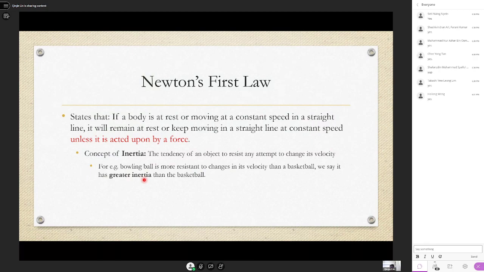You all have thrown a bowling ball before, right? Much heavier than a basketball. So we will feel that it's so much more difficult to throw a bowling ball. So in that sense, the bowling ball has greater inertia.